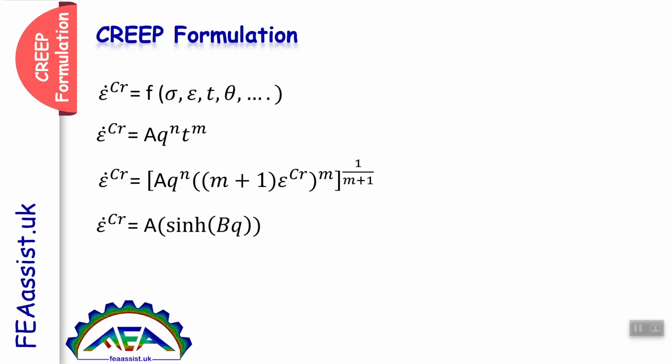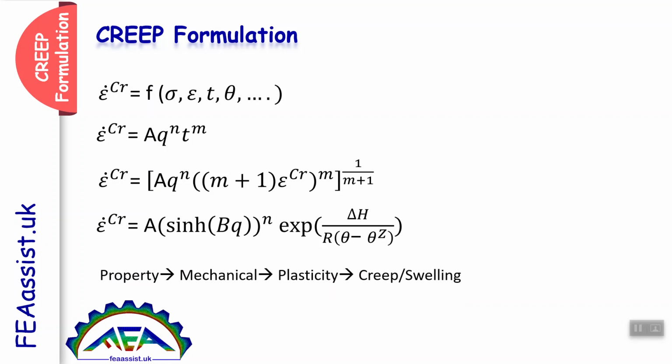Another form of the creep function is the hyperbolic sine function, in which creep is a function of deviatoric stress, activation energy, and temperature. You can go to Abaqus, go to property, mechanical section, plasticity, and there you can see the creep and swelling option, and in that section you can enter all these parameters and predict the behavior.